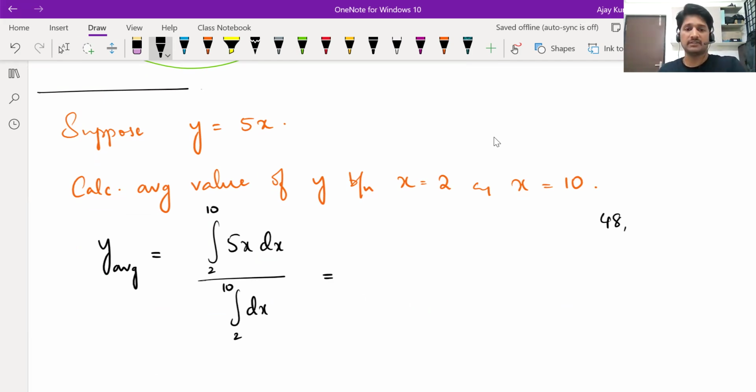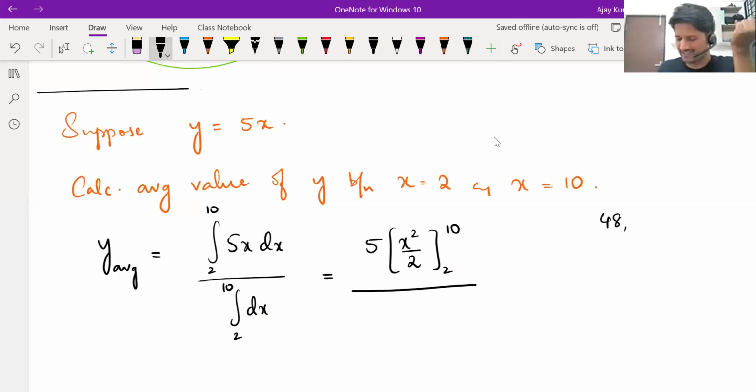Okay, what is integral 5x dx? 5x square by 2. 5 times x square by 2, and you need to substitute limits in that, 2 to 10. Sir, my answer might be wrong. Okay, we'll see. What is integral dx? 5, sir. Integral dx is only x. Okay. So if you substitute limits, this by 2 can be taken out.